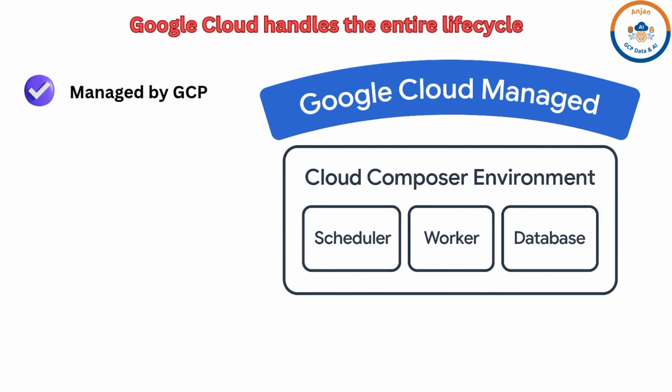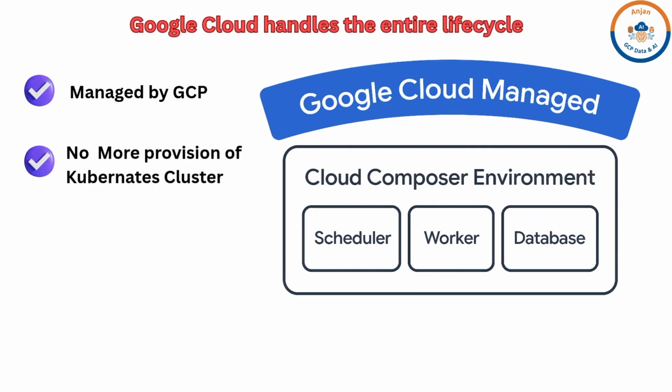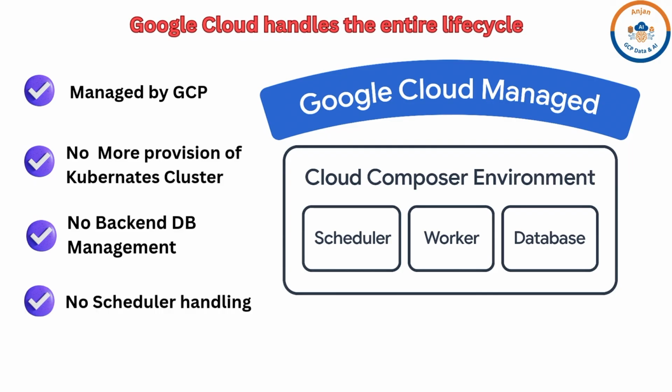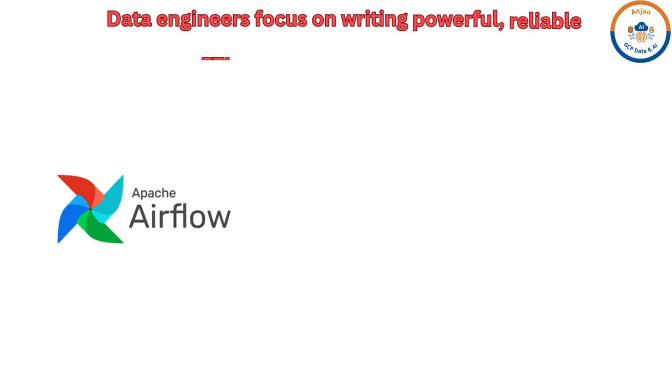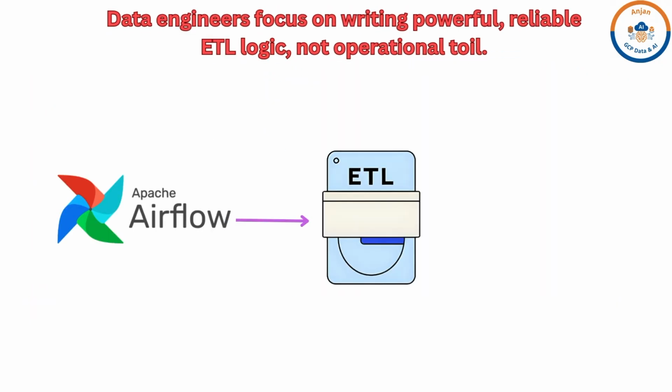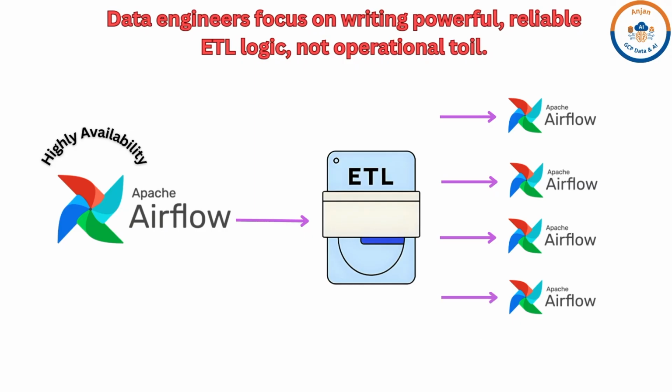Composer takes the complexity out of managing Airflow infrastructure. No more provisioning Kubernetes clusters, managing database backends, or handling scheduler resilience. Google Cloud handles the entire lifecycle. This means your data engineers are focused on writing powerful, reliable ETL logic, not operational toil. Composer ensures your Airflow environment is highly available, automatically scales its workers to handle spikes in workload, and simplifies version upgrades.